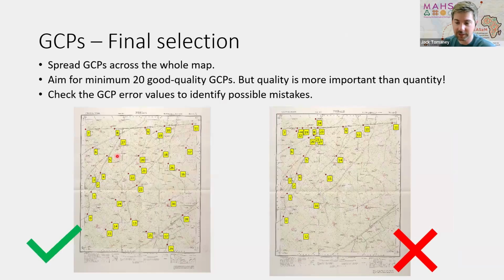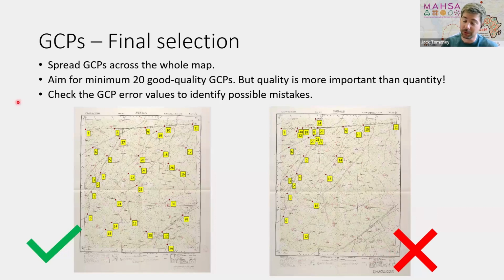And finally, about GCPs, there are a few further things to consider. First, it is important to spread the GCPs across the whole map, as you see here in this left image. If all your points are clustered in one corner, such as the map on the right here, the transformation may work well in that area, but perform badly everywhere else where you don't have GCPs.